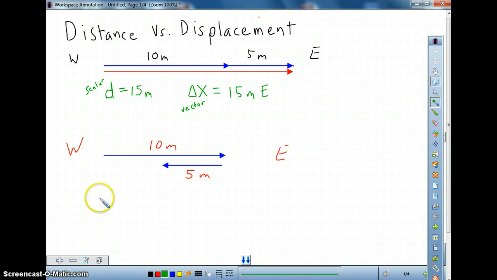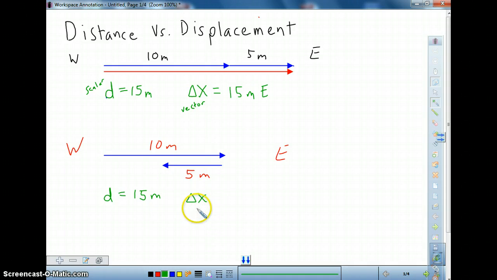So let's answer the same questions we did a moment ago. The scalar quantity first. How far did this guy go? Regardless of directional change, the answer is still 15 meters. The distance, since it's a scalar, does not care about him turning around. It's just how far did I go? That's it.